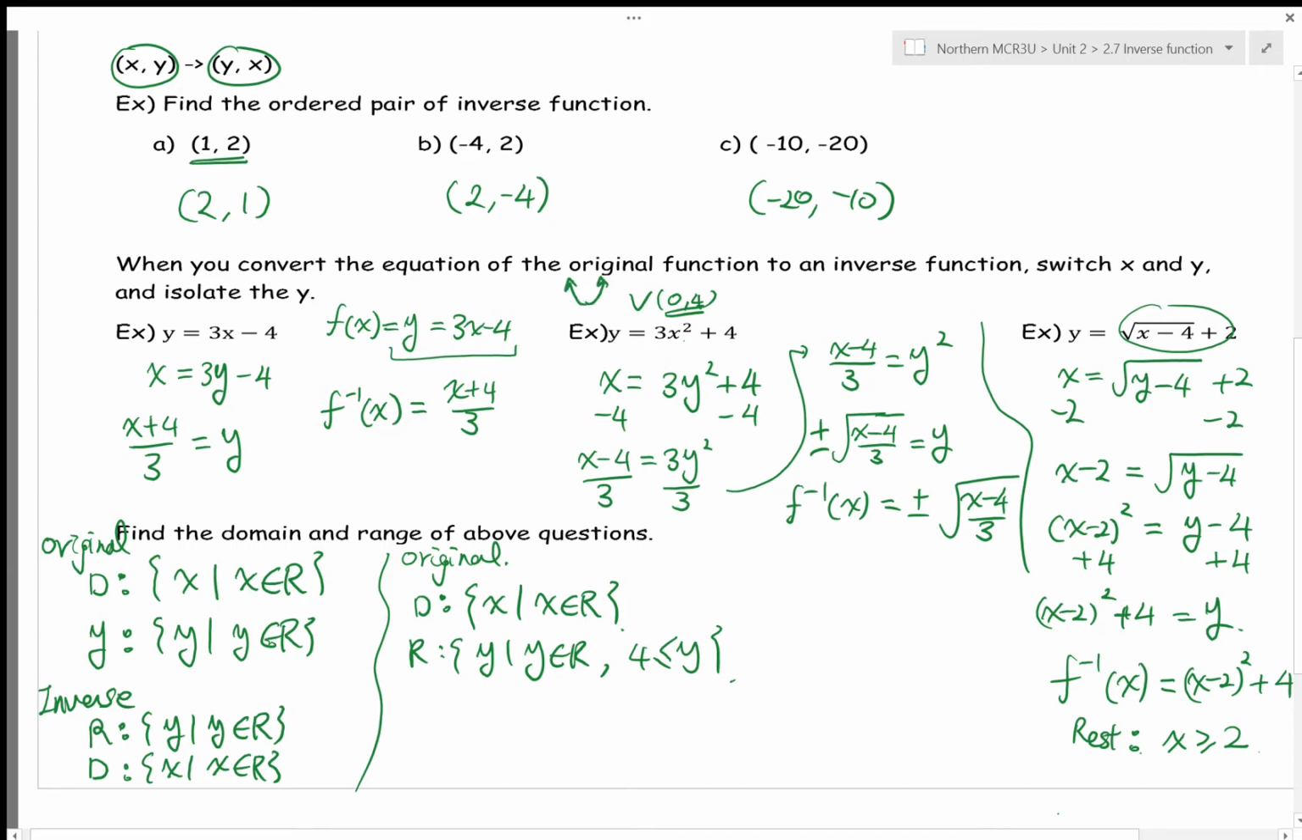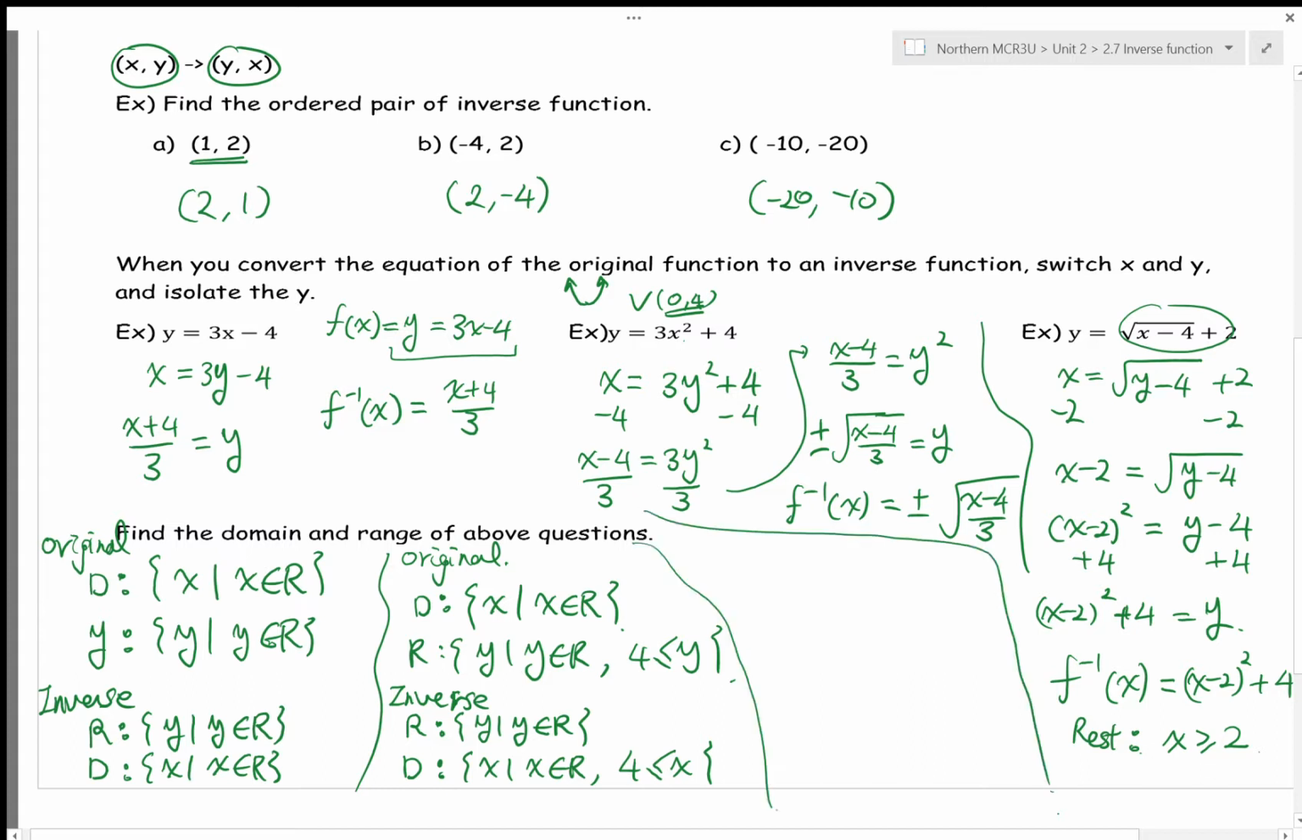Now, the question is, what is the inverse? Well, remember, for the inverse, we simply switch the x and y's. So your range now is y such that y is an element of the real numbers, and the domain is x such that x is an element of the real numbers, but x is now greater than or equal to 4. So hopefully you see the relationship here, okay? And then the last one, which is kind of a tricky one.